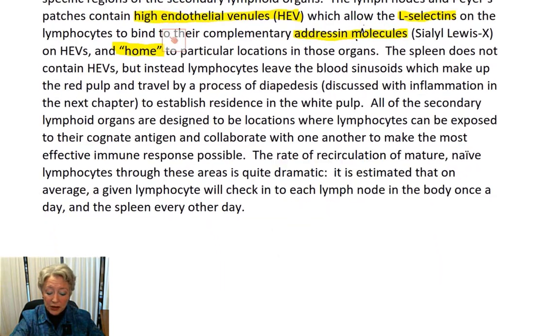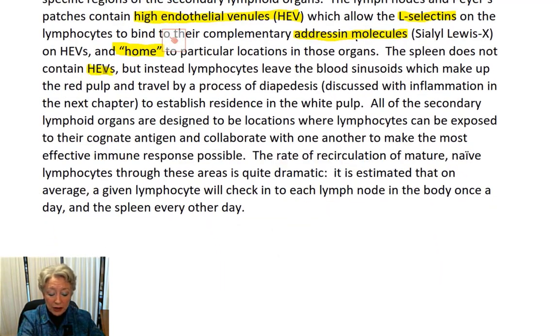Now, the spleen does not have high endothelial venules, but instead, lymphocytes leave the blood in the spleen by migrating out of the blood sinusoids and into the tissues, into what we call the white pulp. And that process, known as diapedesis, is something that we will speak about in another module coming up as we discuss the topic of inflammation.